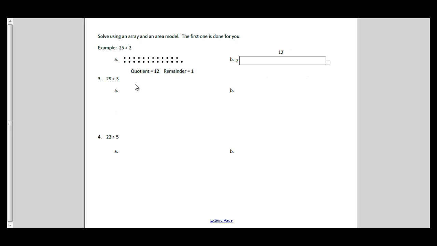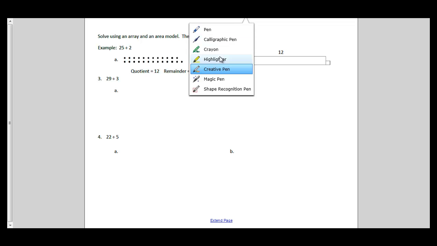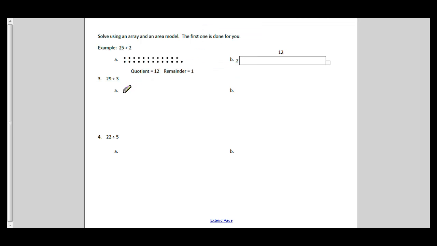So we've got 29 divided by 3. So we're going to go ahead and we're going to draw our array like we have been doing. So we're going to be putting these into groups of 3. So I've got 1, 2, 3, 4, 5, 6, 7, 8, 9, 10, 11, 12, 13, 14, 15, 16, 17, 18, 19, 20, 21, 22, 23, 24, 26, 27, 28, 29. Now I'm not going to circle my group.